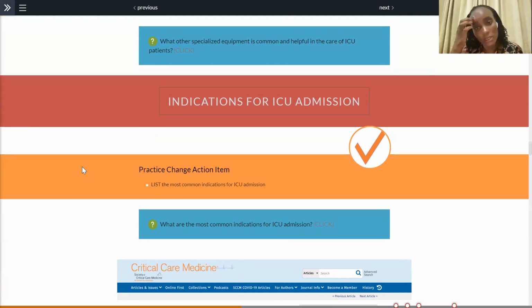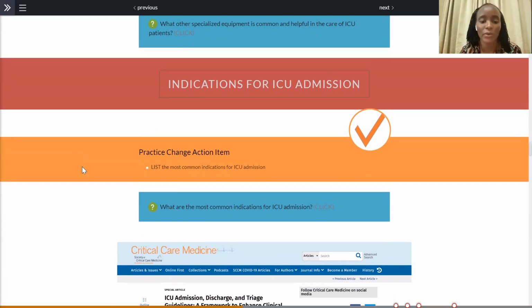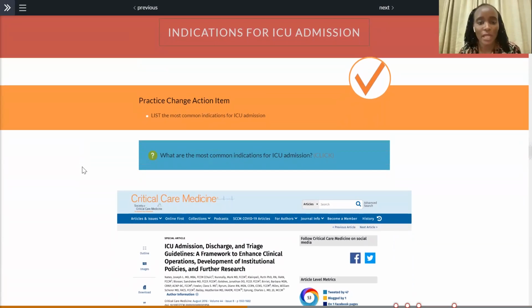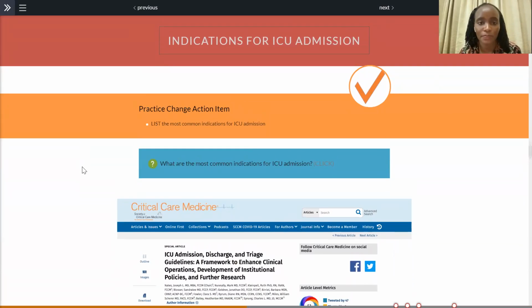What other specialized equipment is common and helpful in the care of ICU patients? That I've already elaborated in the previous discussions. So I'll then ask Eunice to take over this part. Okay.